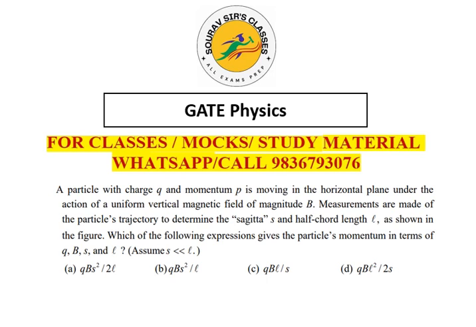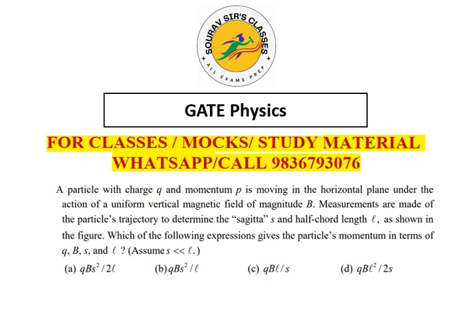So let us solve one problem from Get Physics. The problem states that a particle with charge q and momentum p is moving in a horizontal plane under the action of a uniform vertical magnetic field of magnitude B. Measurements are made of the particle's trajectory to determine the sagitta s and half chord length l as shown in the figure. Which of the following expressions gives the particle's momentum in terms of q, B, s and l?